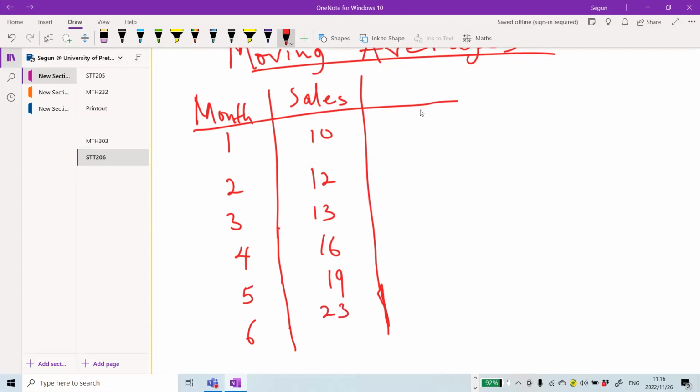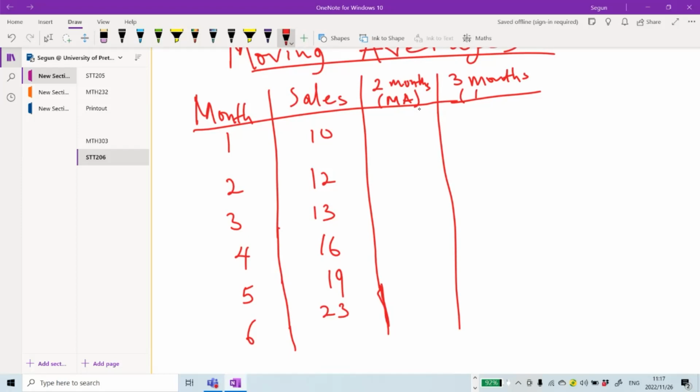Now, the question says calculate the moving average. Let's say they ask you to calculate the second month moving average. They can also ask you to calculate the 3 months moving average. So you can see it's in two different forms.